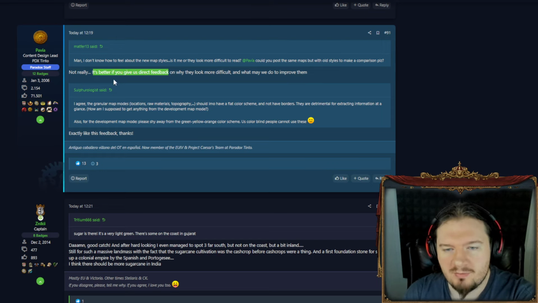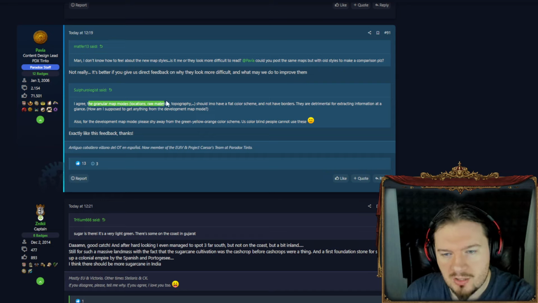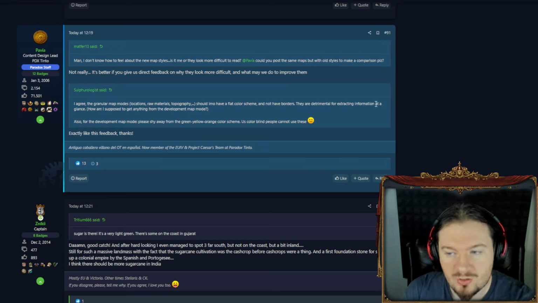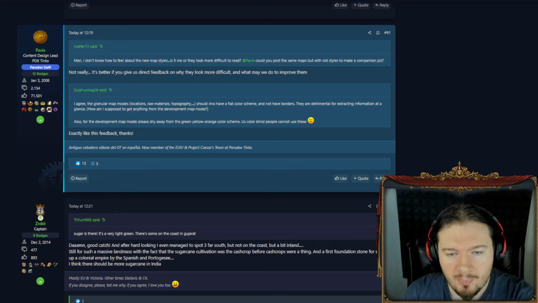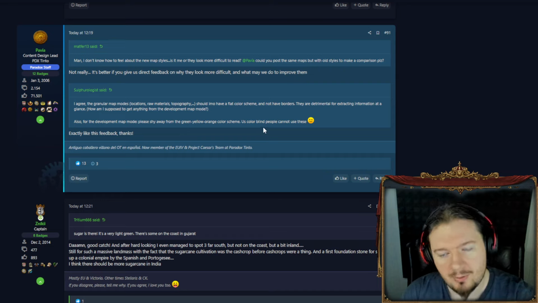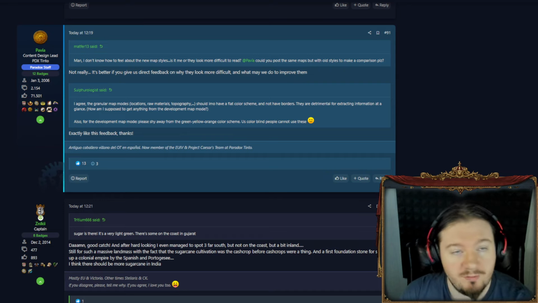But yeah, it's better if they give direct feedback, like Sulfurologist said here. The granular map modes, like locations, raw materials, and topography, should have a flat color scheme and not have borders. They're detrimental for extracting information at a glance. How am I supposed to get anything from the development map mode, which is in this, and we'll get to it. Also, for the development map mode, please shy away from the green, yellow, orange color scheme. Colorblind people can't use those, and that is the kind of feedback that is quite valuable.